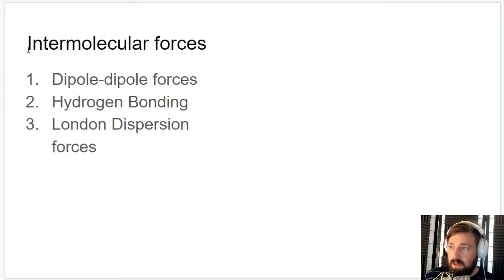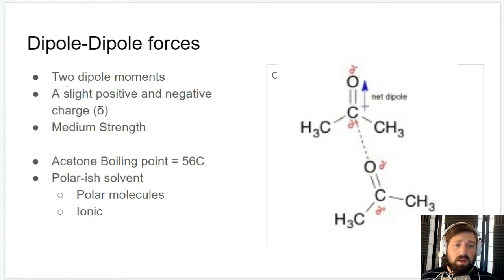So these are the forces that we're going to be talking about today. Dipole-dipole forces, hydrogen bonding, and London dispersion forces. The thing about the middle one, hydrogen bonding, is that all it really is is a super version of dipole-dipole forces. You won't really need to remember a whole lot more with hydrogen bonding. Just remember that it's a special case of dipole-dipole that is very, very strong. So let's talk about what dipole-dipole forces actually are.